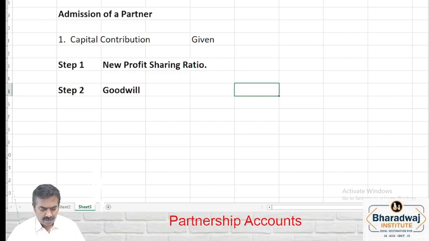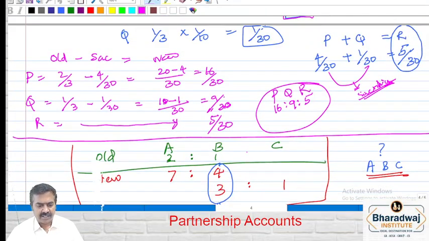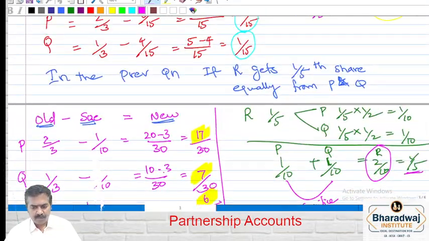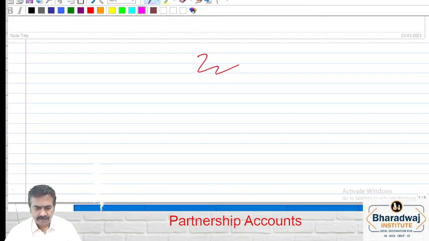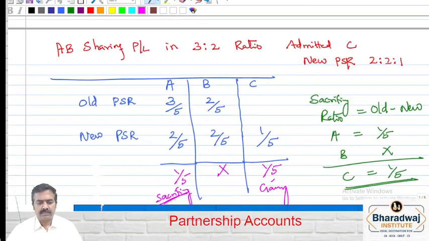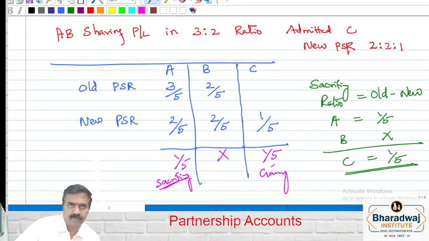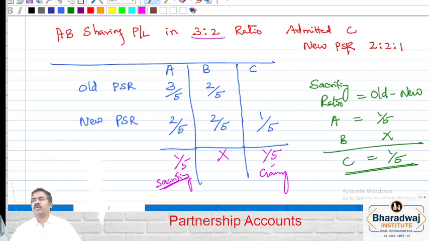See, let us look at any of the cases. Okay, let us see even the first case. Who are the partners in this? A and B. What is the profit sharing ratio? 3:2. Who is the new partner? C is admitted for 2:2:1.